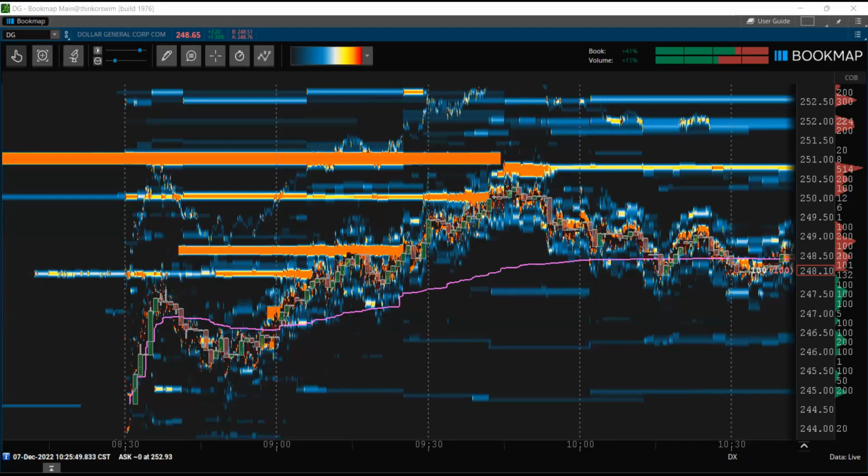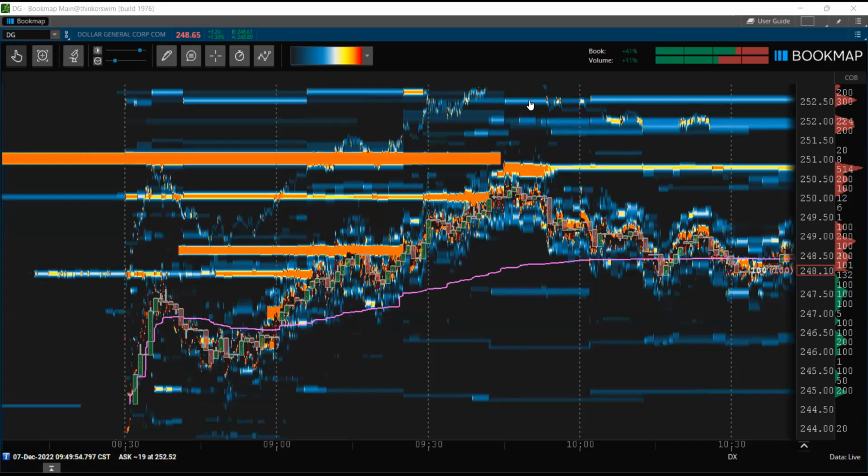Once again, I want to show you how you could have used BOOKMAP today to turn the stock market into your own personal ATM machine. So with that said, we took advantage of DG today. So let's see how we went about doing that.